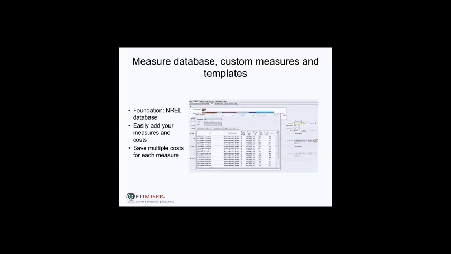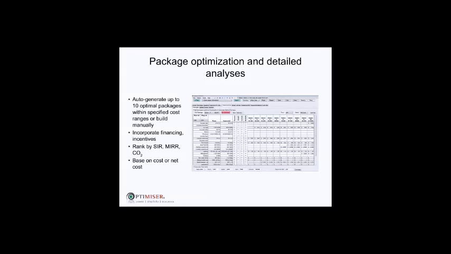You can also save multiple cost templates, so you can save different sets of costs for the same item, and apply them en masse if you go to different sections of the state or you have different suppliers or customer bases. You can generate up to 10 optimal packages within specified cost bins automatically, or you can build the packages manually. You can incorporate financing. Measure by measure, you can have different financing and incentives, up to 5 different incentive categories for each measure, or you can just do it for the whole package.